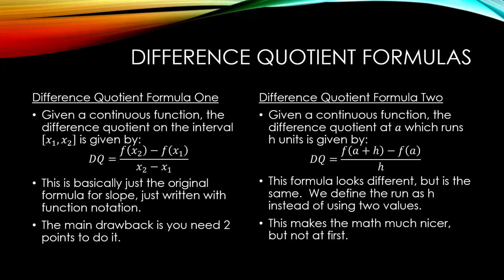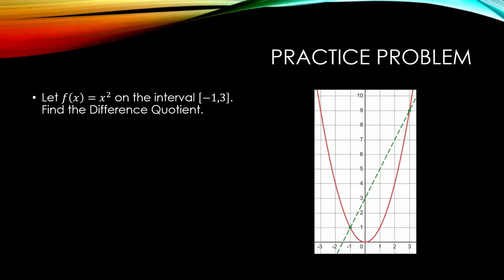The reason that makes it nicer is eventually we're going to try and make it so that this run disappears and then we're left with just a single value, just a slope at an individual point. That's the real power of this second formula. And we'll see how that works in just a minute. For now, let's try a practice problem.